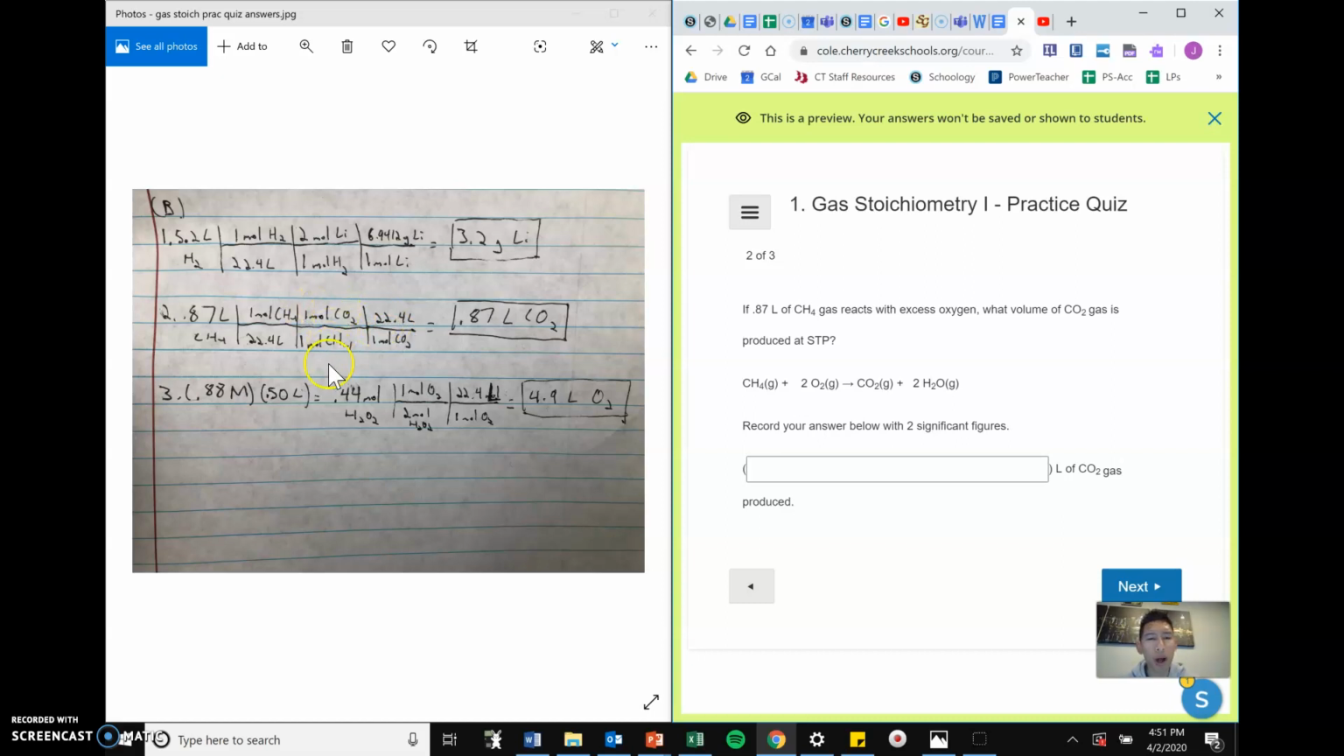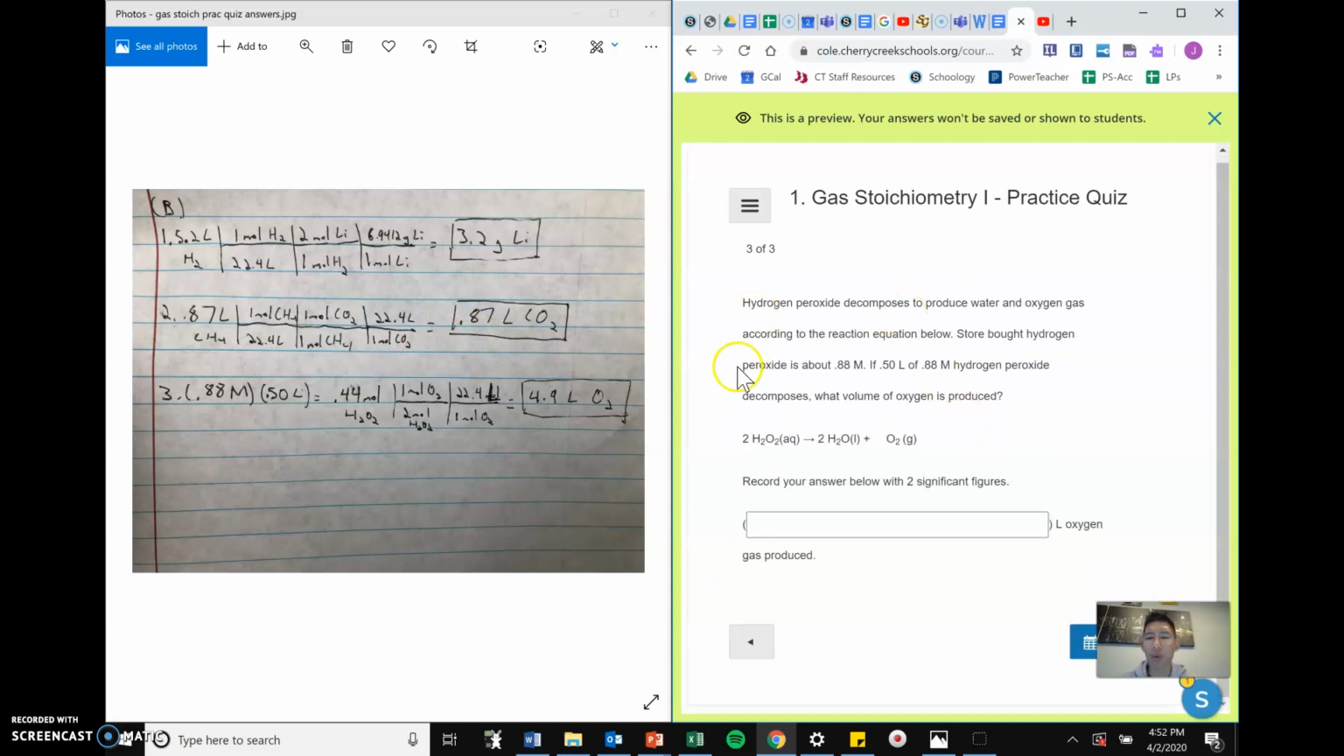And because it's a 1-to-1 mole ratio in this reaction, we see that the volume ends up being the same, 0.87 liters. So 0.87 liters of CH4 produces the same volume of CO2 gas because it's a 1-to-1 mole ratio. And that's 2 significant figures.